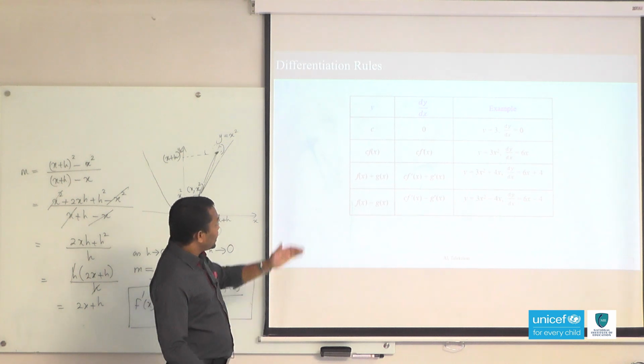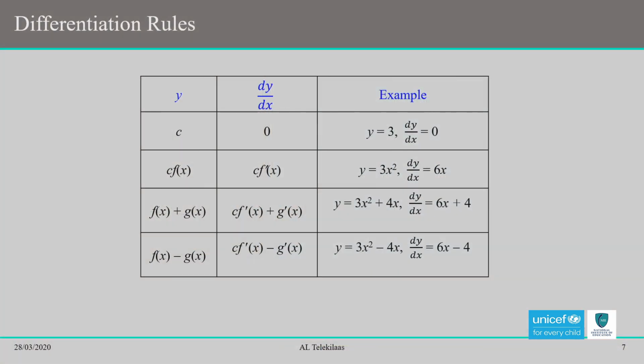Now, on this table I have listed some of the common functions, and some functions derived from other functions, and their derivatives. If you have a constant function y equals c, the derivative is 0. As I said again, a constant function is a horizontal straight line, there is no change in y values. So, the derivative is 0. An example is y equals 3, the derivative gives you 0.